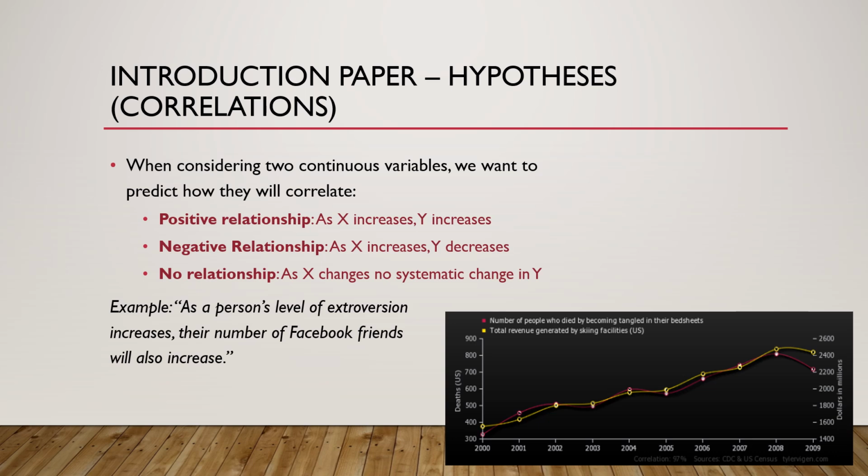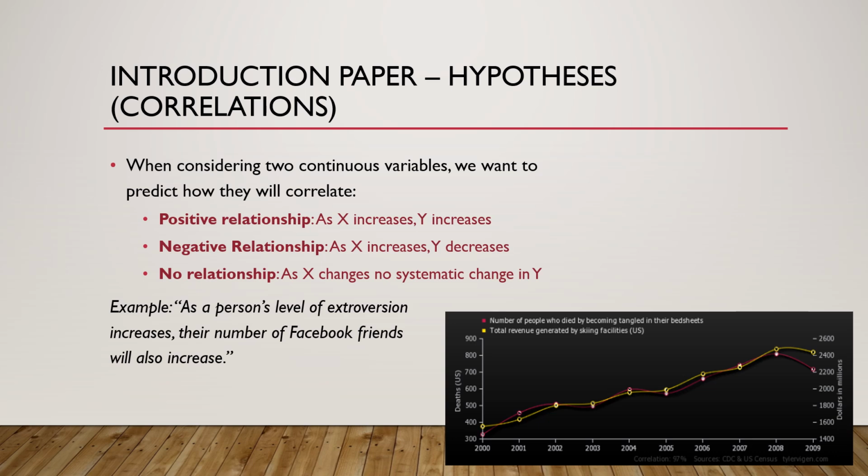Or you could have no relationship, where one variable is changing, has lots of variance, but that variance has no systematic relationship to the other variable. So as one changes, the other one's different in some way, we're not really clear. And we've seen how this looks in your lecture video. You see those trends where you see an upward trend or a downward trend. Like in the example on the slide right here, this would be a positive relationship where the number of people who died by becoming tangled in their bed sheets is positively correlated with total revenue generated by skiing facilities.